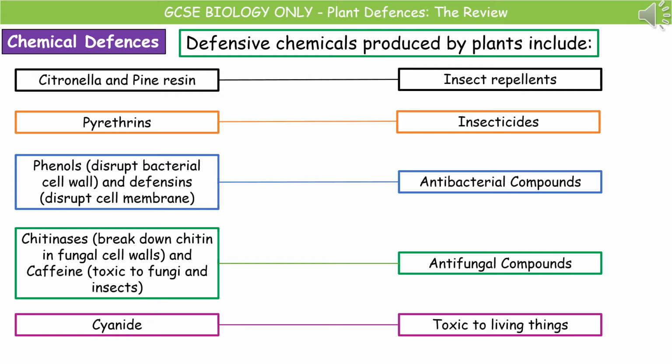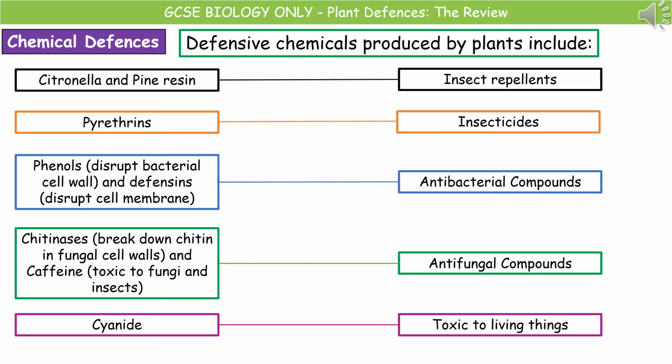If we now consider the chemical defences that our plants have, then these ones here are the ones that you need to know. So in terms of our citronella and pine resin, then that just acts as an insect repellent, so it just keeps the insects away from the plant in the first place. The pyrethrins are insecticides, so it kills insects. Phenols are the ones that disrupt bacterial cell walls, and the defensins disrupt the cell membranes, so they're both antibacterial compounds working against bacterial cells.